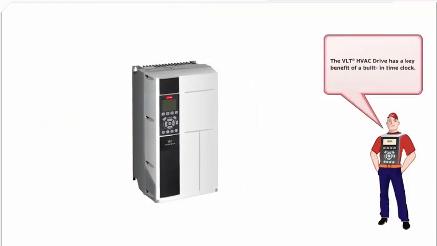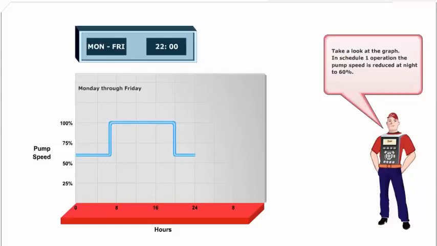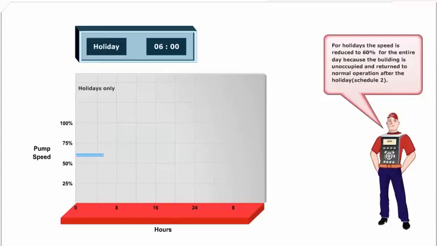The VLT HVAC drive has a key benefit of a built-in time clock. The new built-in time clock allows scheduled start or stop of motors and time or date stamp of events. During unoccupied time, the speed of the swimming pool pump motor can be reduced. Take a look at the graph. In Schedule 1 operation, the pump speed is reduced at night to 60%. For holidays, the speed is reduced to 60% for the entire day, because the building is unoccupied, and returned to normal operation after the holiday.